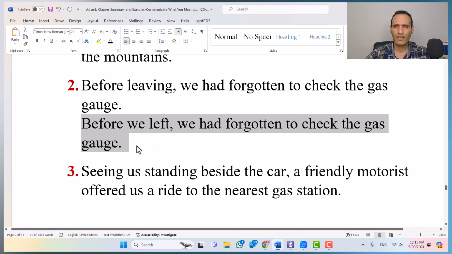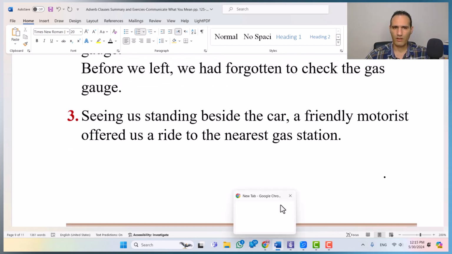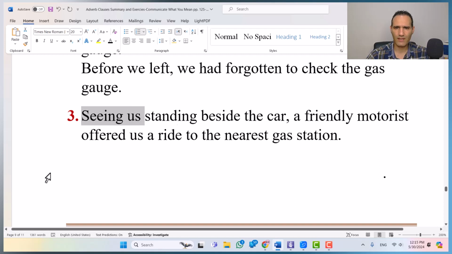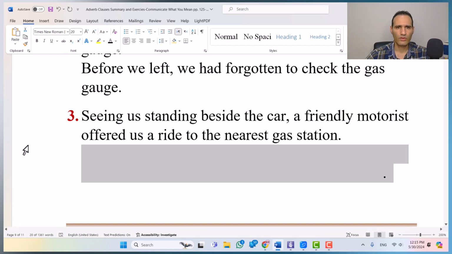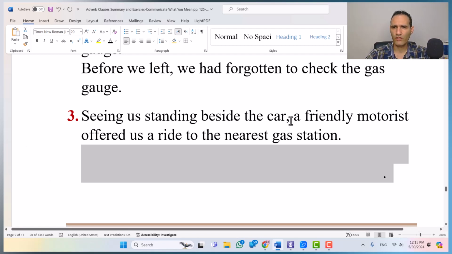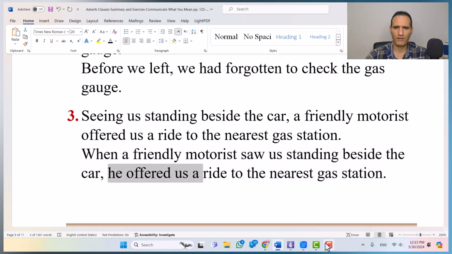Before we left, we had forgotten to check the gas gauge. That's why they ran out of gas in the middle of nowhere. Seeing us standing beside the car, a friendly motorist driver offered us a ride to the nearest gas station. Oh, that's nice of them. So, seeing us, it should be a friendly motorist. So, when a friendly motorist saw us standing beside the car, he offered us a ride to the nearest gas station.